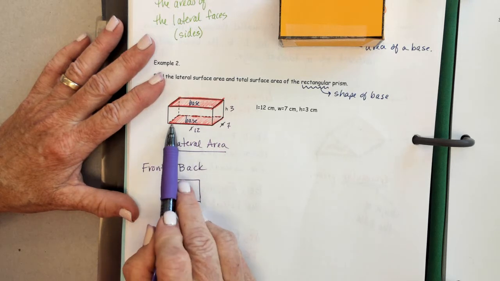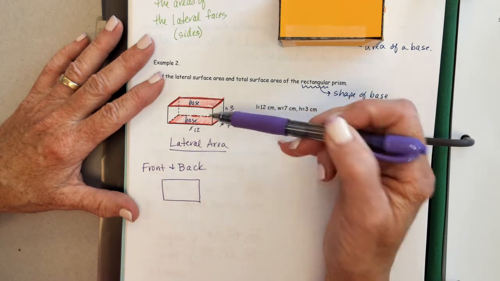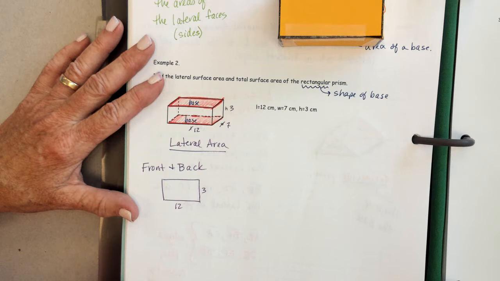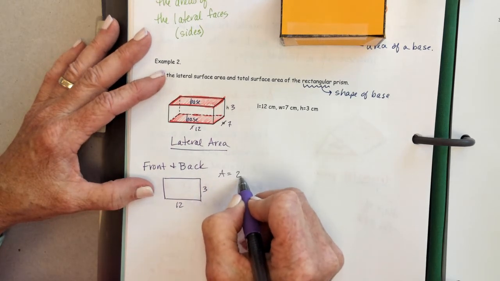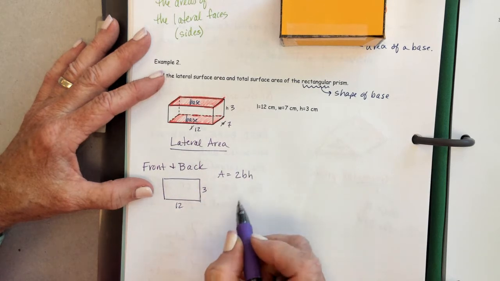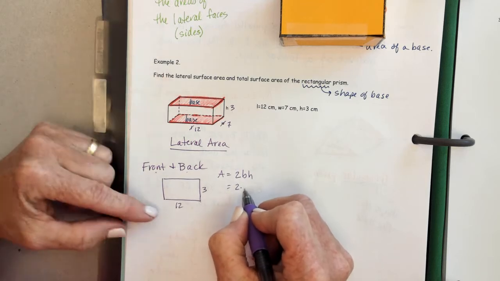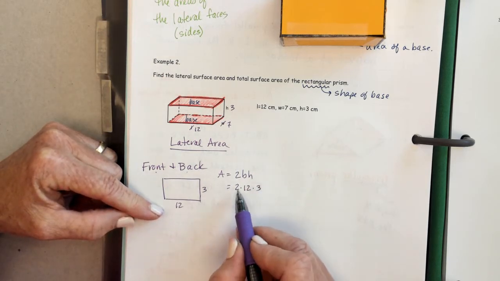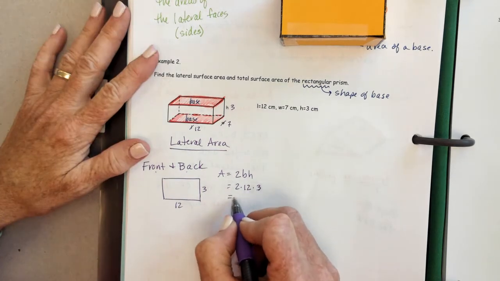The front and the back, let's see, it's 12 across and 3 high, so 12 by 3. We have 2 of those, so that area is going to be 2, and then the area of one rectangle, base times height, 2 of them, because we have the front and the back, so that's 2 times 12 times 3. I would do 2 times 3 is 6. 6 times 12, 72.